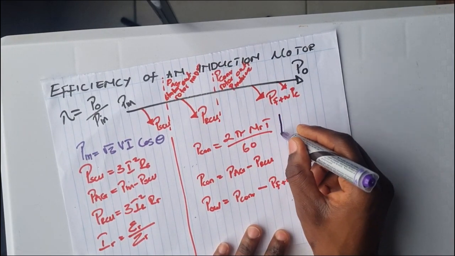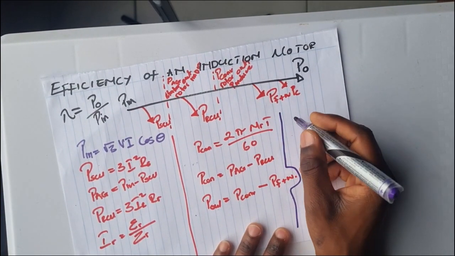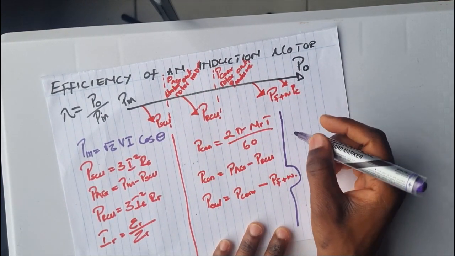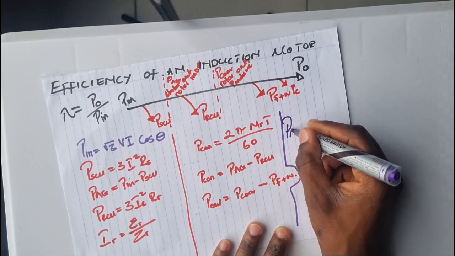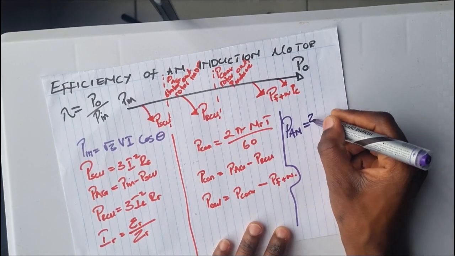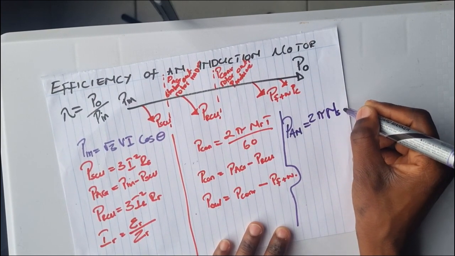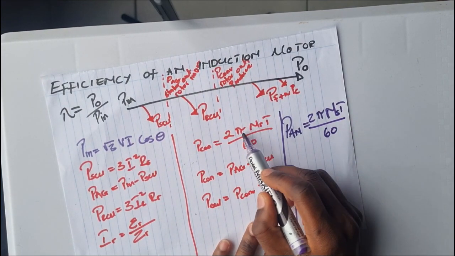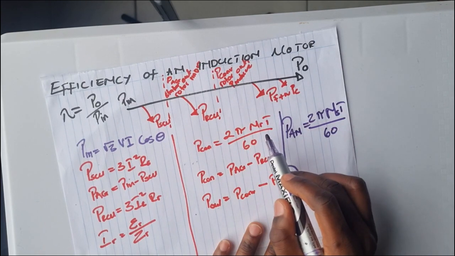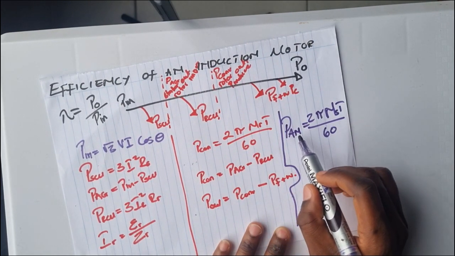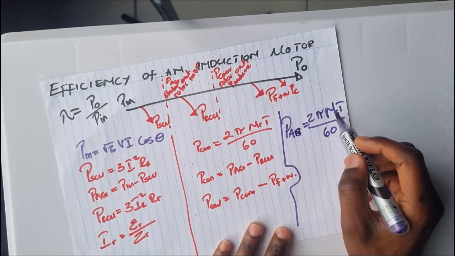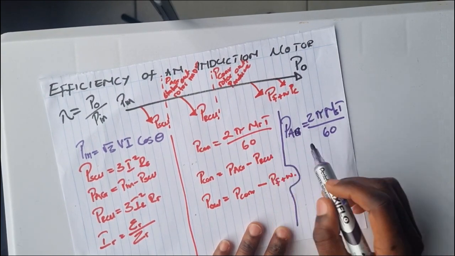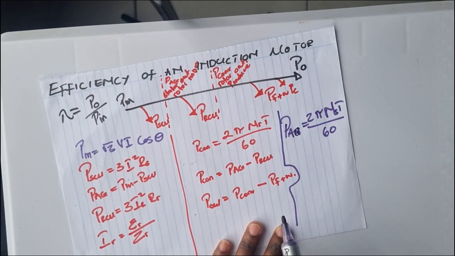Okay, what I might have forgotten to add here is that we can also calculate PAG using the synchronous speed. To calculate PAG using the synchronous speed and torque, you can use the formula 2 pi ns T over 60. See, here it is 2 pi nr, where nr is the rotor speed, and for PAG it is going to be ns, which is the synchronous speed. The formula is the same, the only difference is going to be the speed.